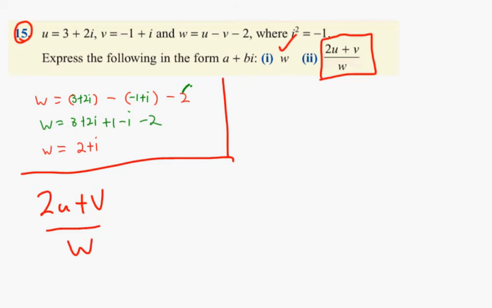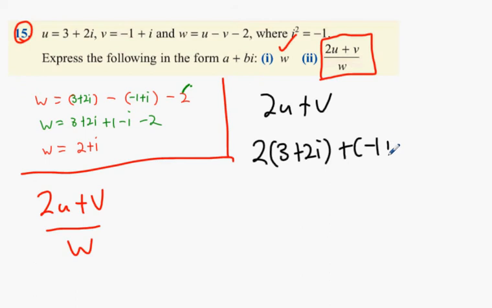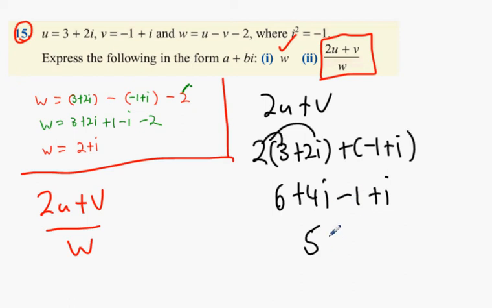Now, I'm going to concentrate all my efforts on 2u plus v at the very beginning. So what's 2 times u? 2 times u, everybody? 3 plus 2i plus v, plus minus 1 plus i. Now, 6 plus 4i, everybody happy with that? Minus 1 plus i. What's 6 minus 1? 5. And then 4i plus i, 5i. So this 2u plus v business has now become 5 plus 5i.